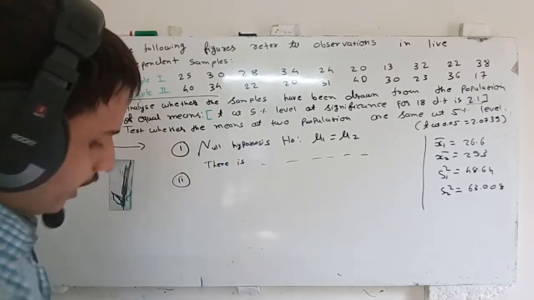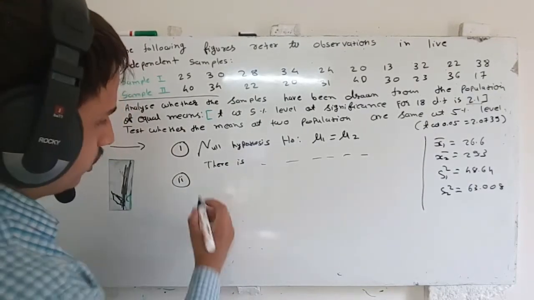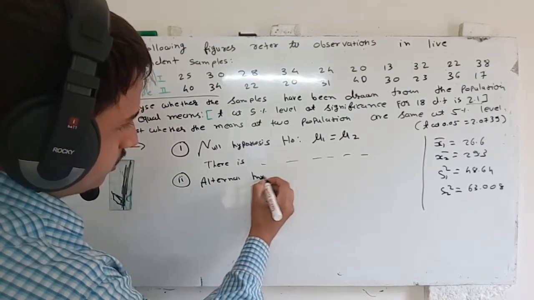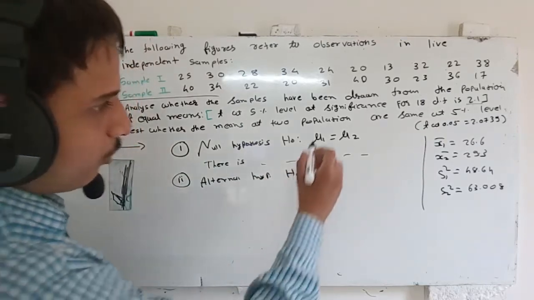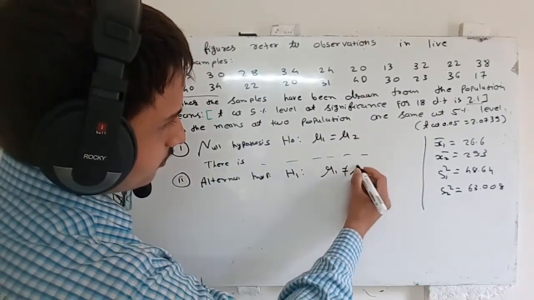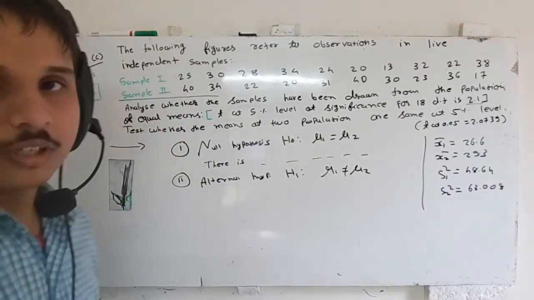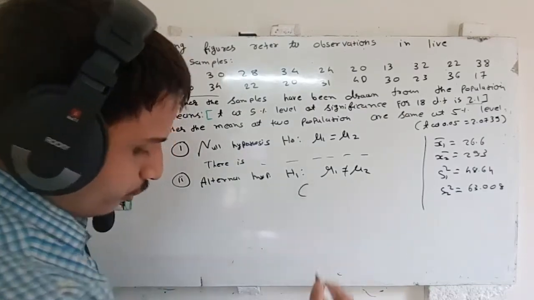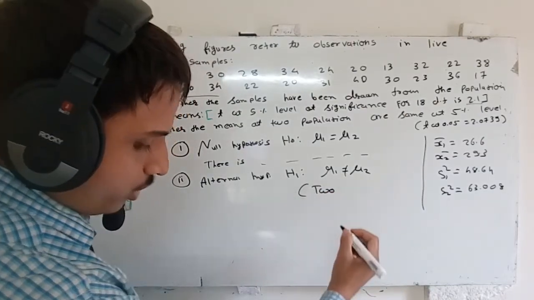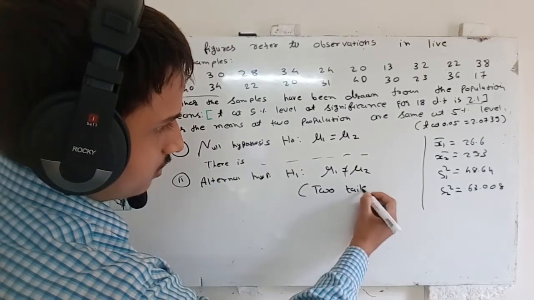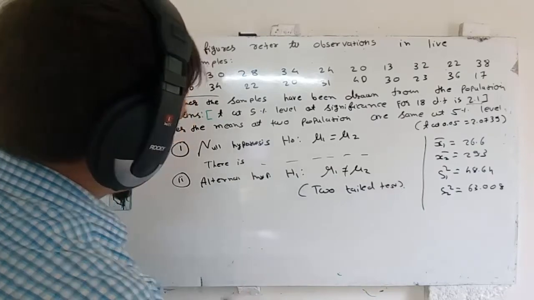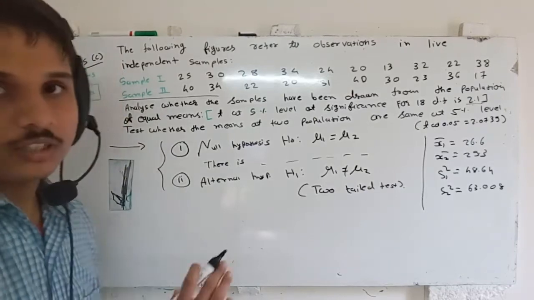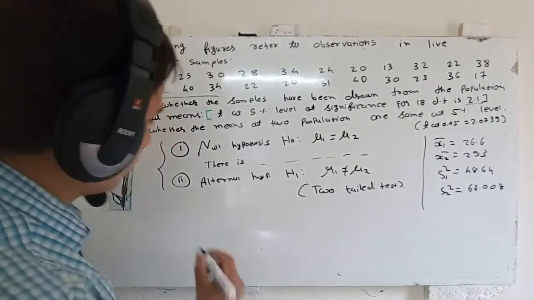After this you have to write the alternate hypothesis, that is H1. It is the opposite of this statement. That is, there is a significant difference between the mean values of the two samples. And in the bracket you have to write two-tailed test. This is fixed. You have to write this by default in your answer sheet. You don't have to change anything in these two sentences.